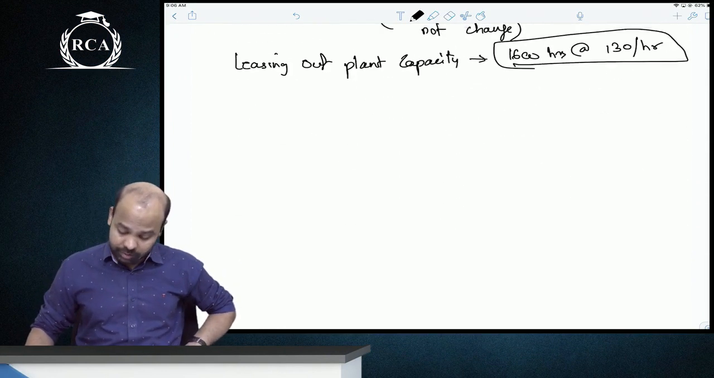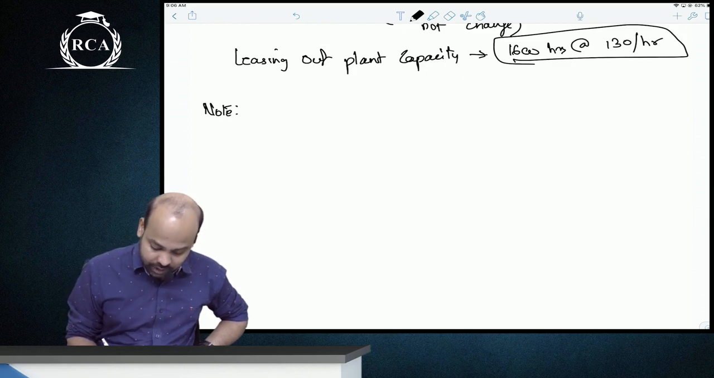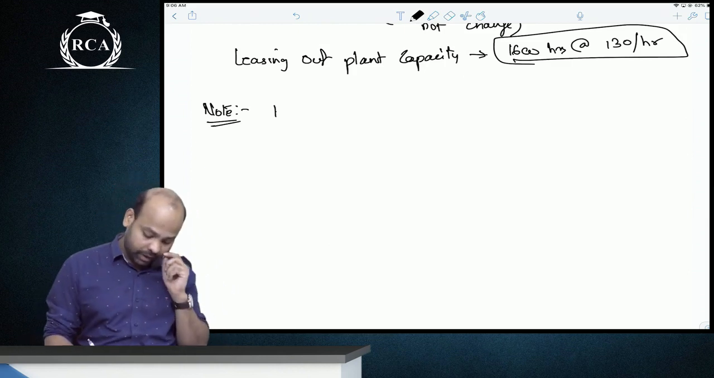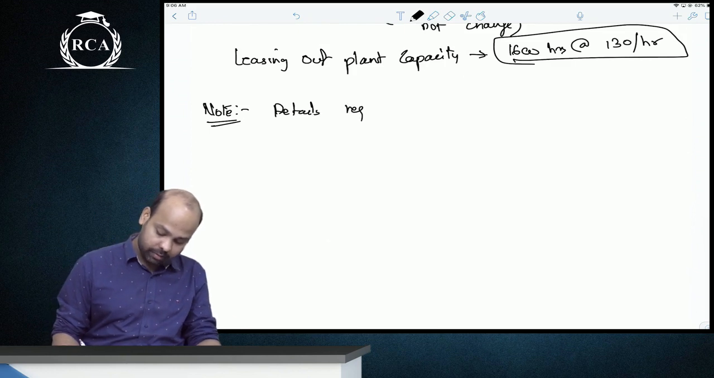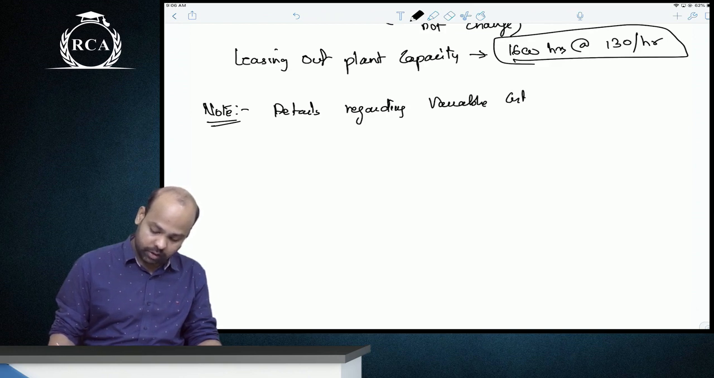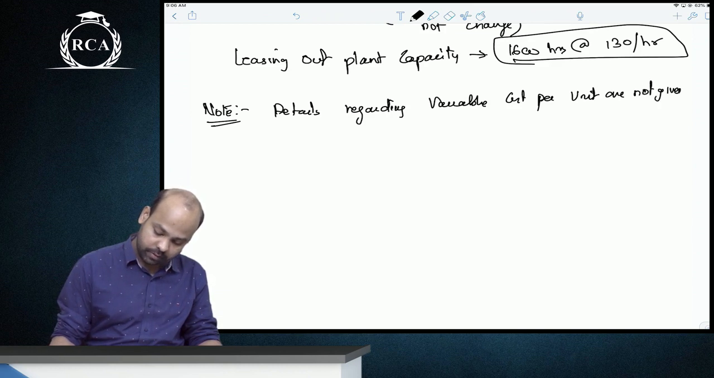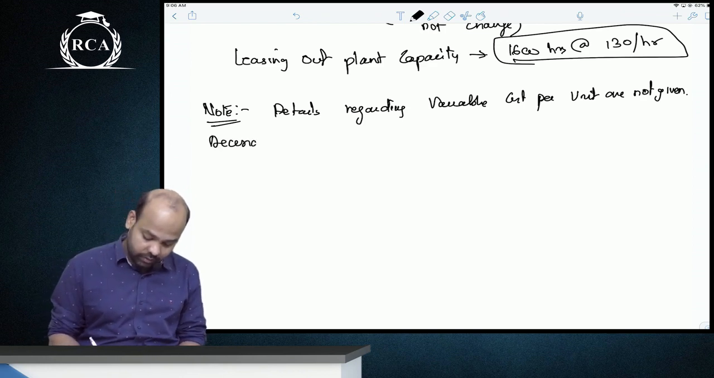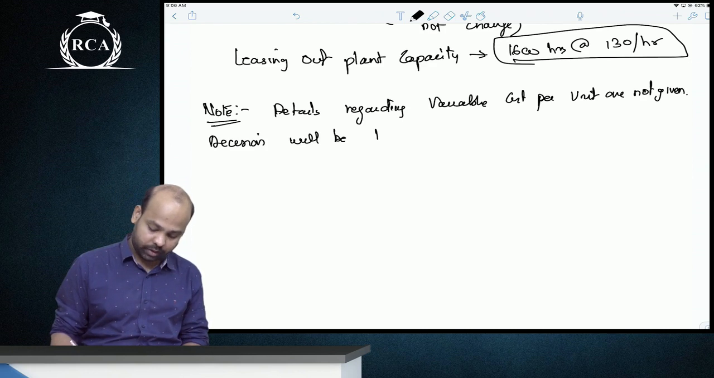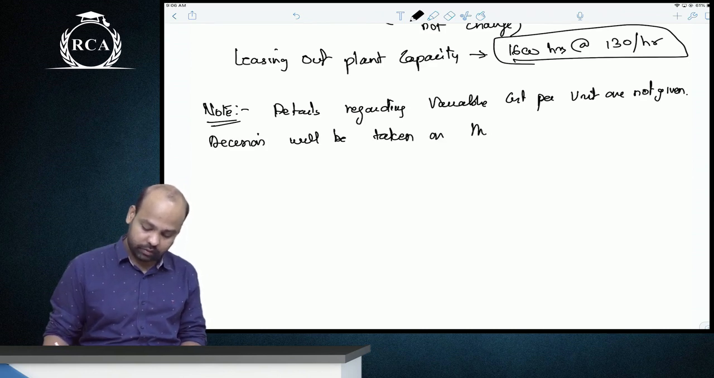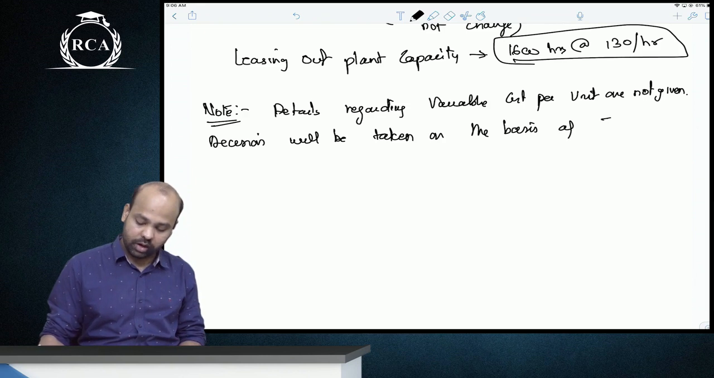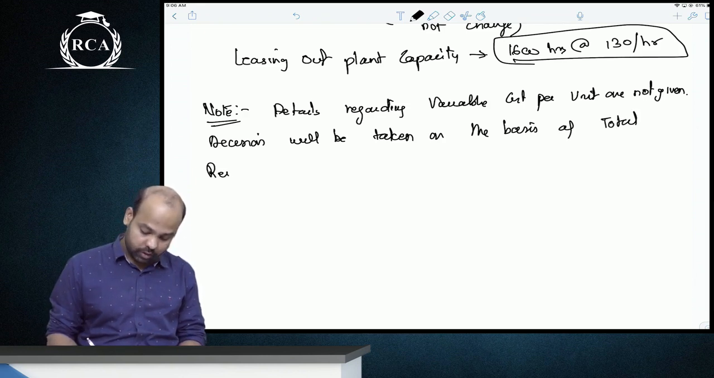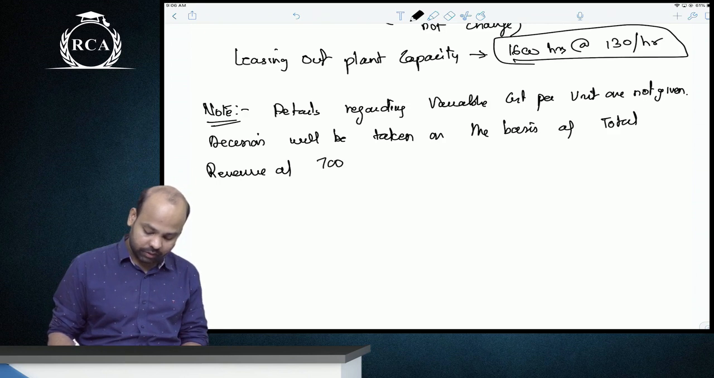Okay. Yes, sir. Now write the note, guys. Details regarding variable cost per unit are not given. Please write a note, beta. Decision will be taken on the basis of total revenue of 7,000 units.